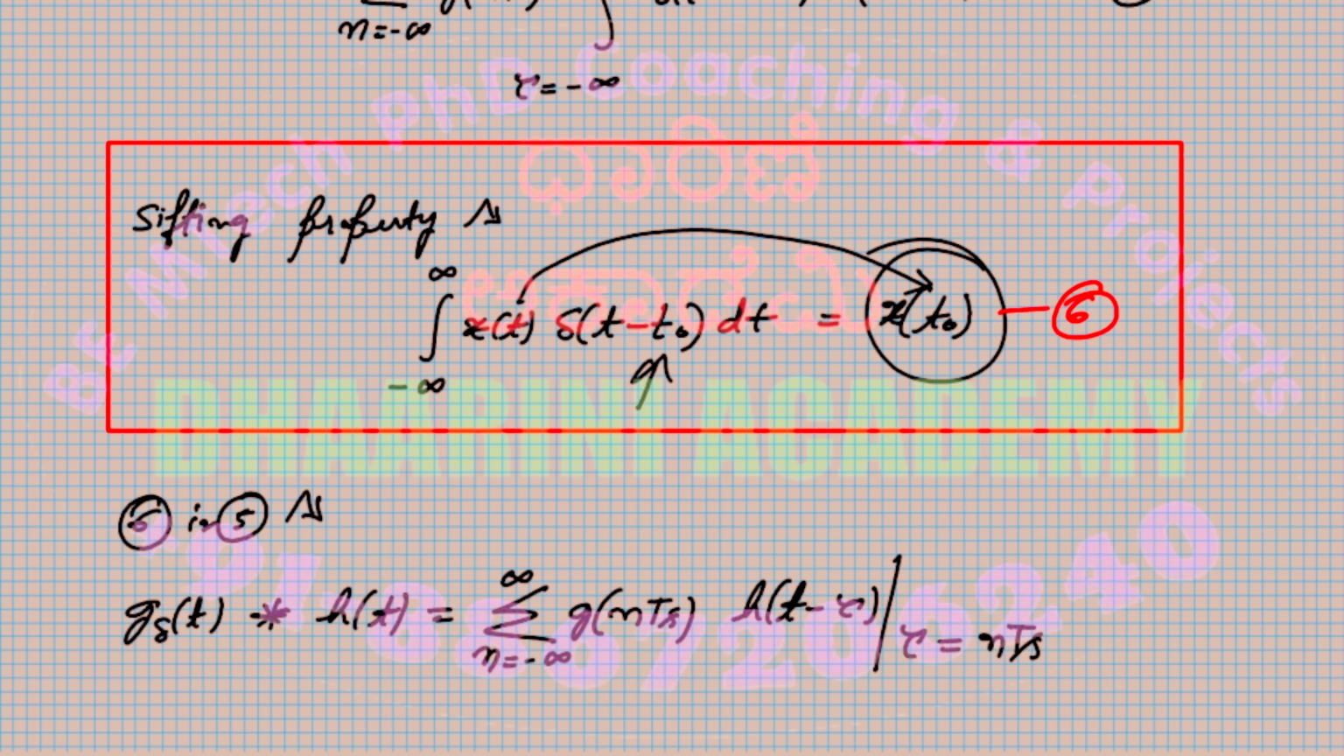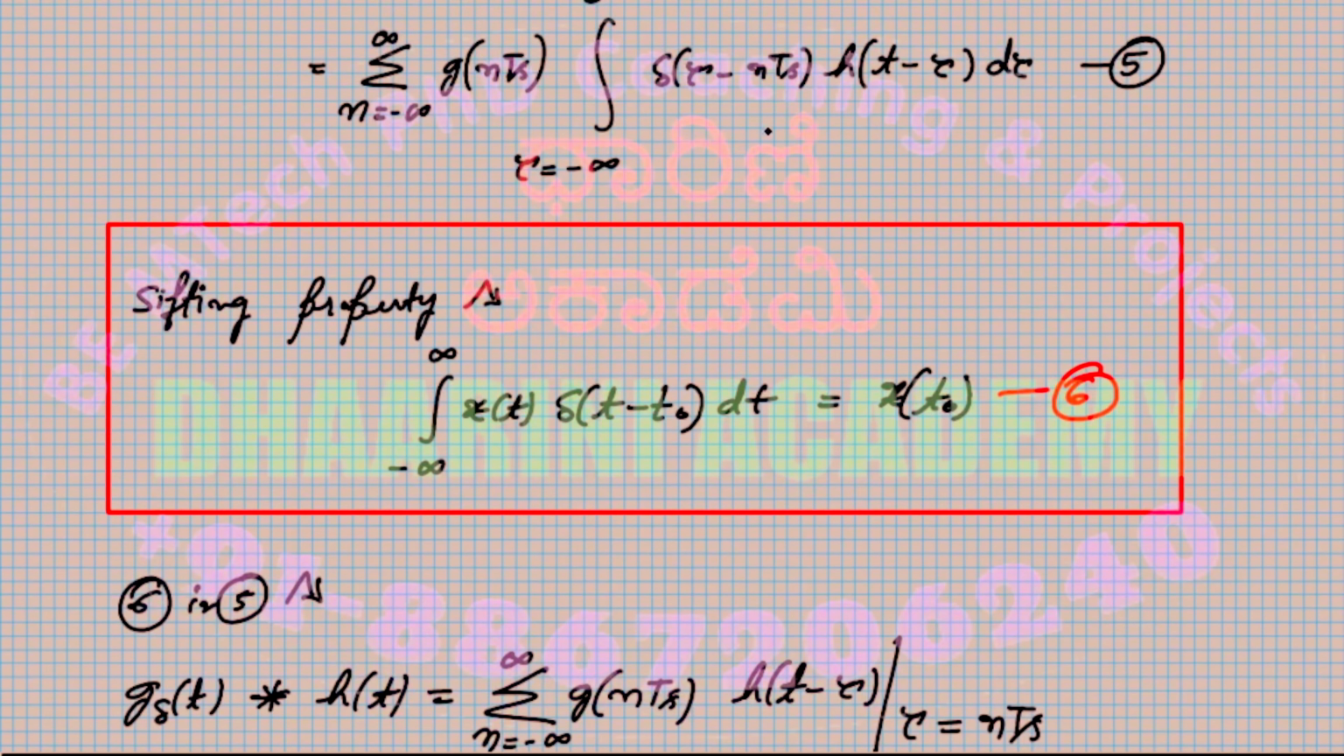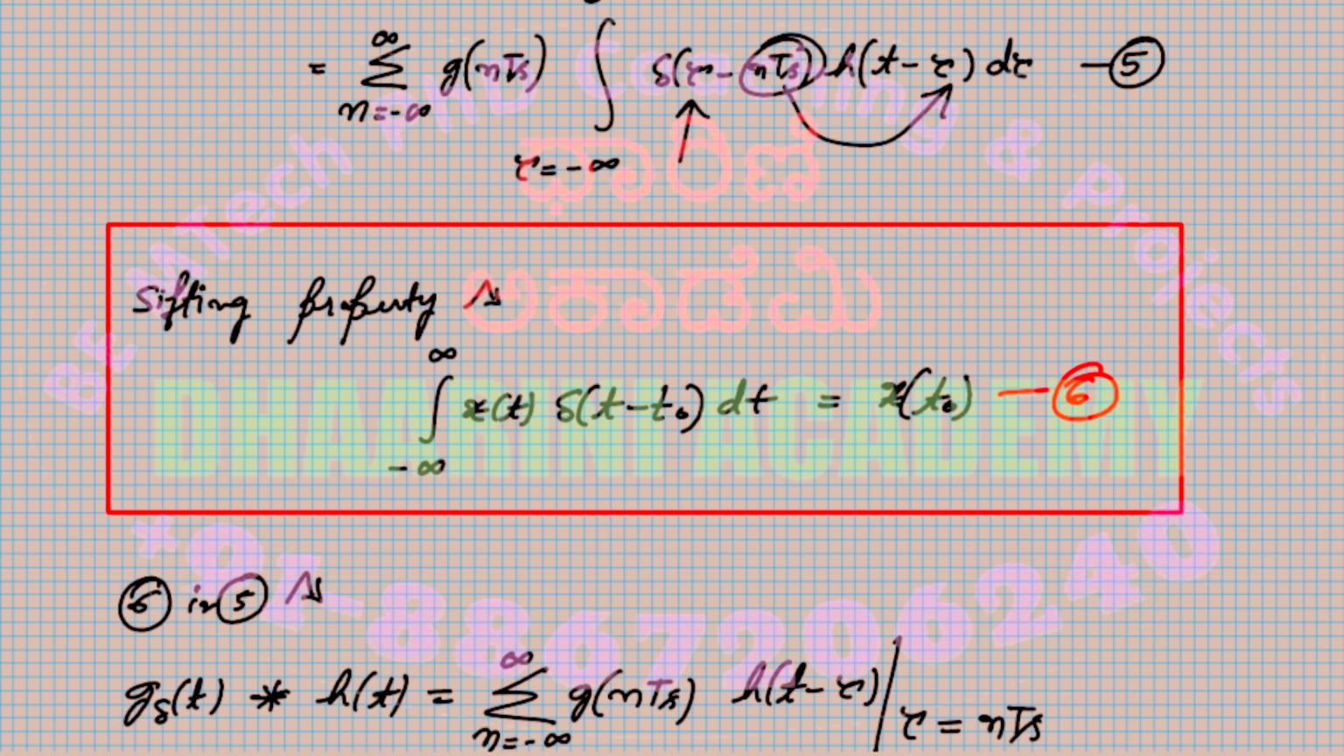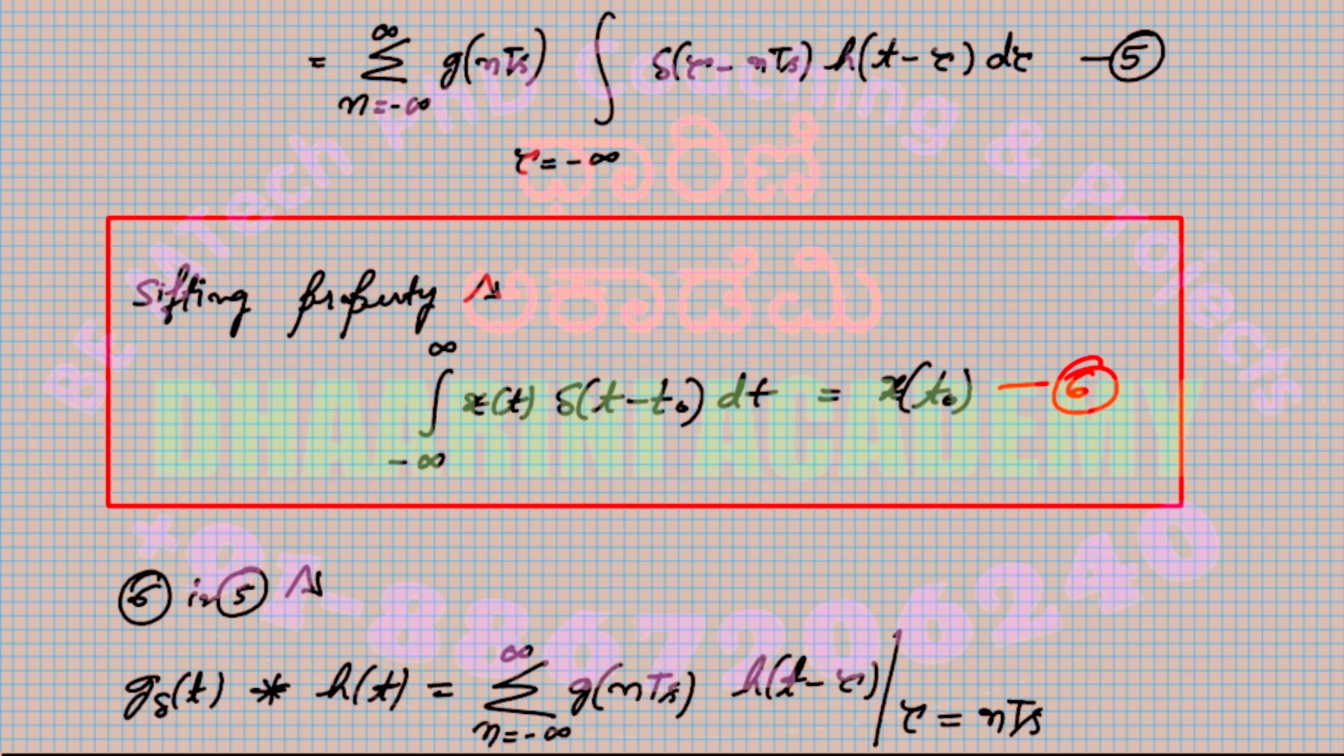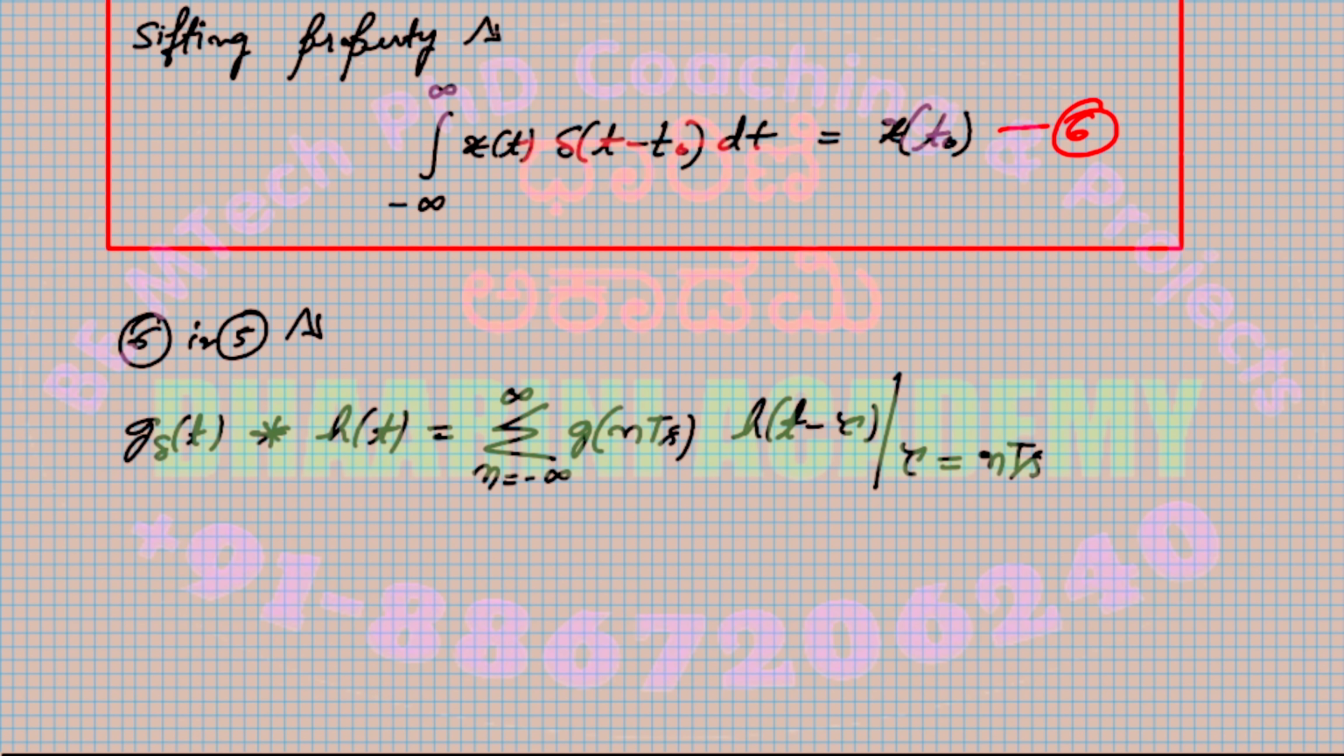So x of t. Now in the above equation number 5, integration is not happening with respect to t, it is with respect to tau, correct? So that means the delta function is at nTs, so this nTs should come to the tau position. That's all. So every tau has to be replaced as nTs. That's where the delta function exists. That's what we did now. So let me know if you have any doubt. Otherwise, I'll proceed.